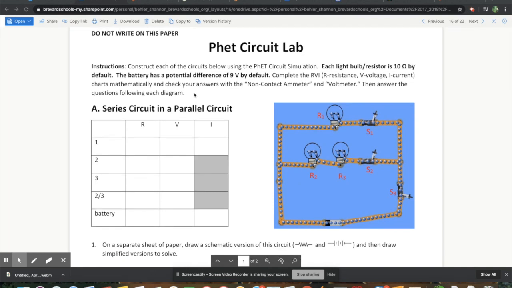The instructions are telling us to mathematically determine our answers before we just find them on the simulation, because it's really easy to just use those tools, find the answers, and write them in the chart. But the point here is to actually do the math and then check yourself. This is a really good study tool. You can make whatever circuits you want. I encourage you to play around with the simulation and try different things.